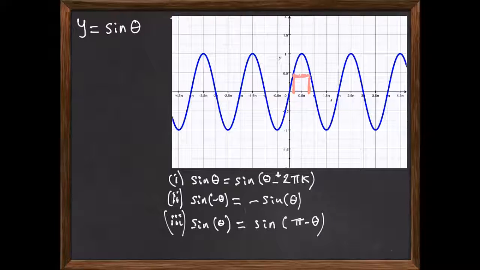If I choose a value of theta, say between 0 and pi over 2, and then go vertically up to the curve, and then horizontally to the right until I meet the curve again, and then back down to the horizontal axis, we observe that the sine of theta and the sine of pi minus that angle are equal. This property can also be demonstrated from the Cartesian axes used on the previous slide.